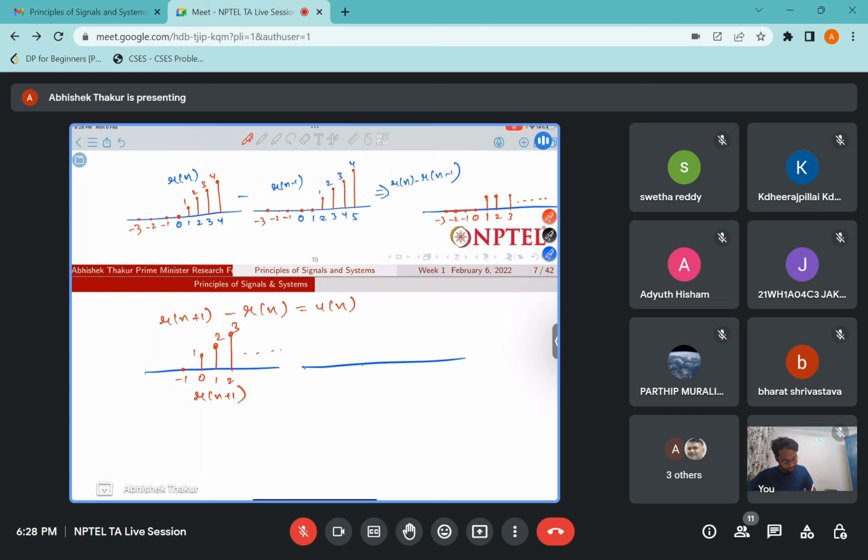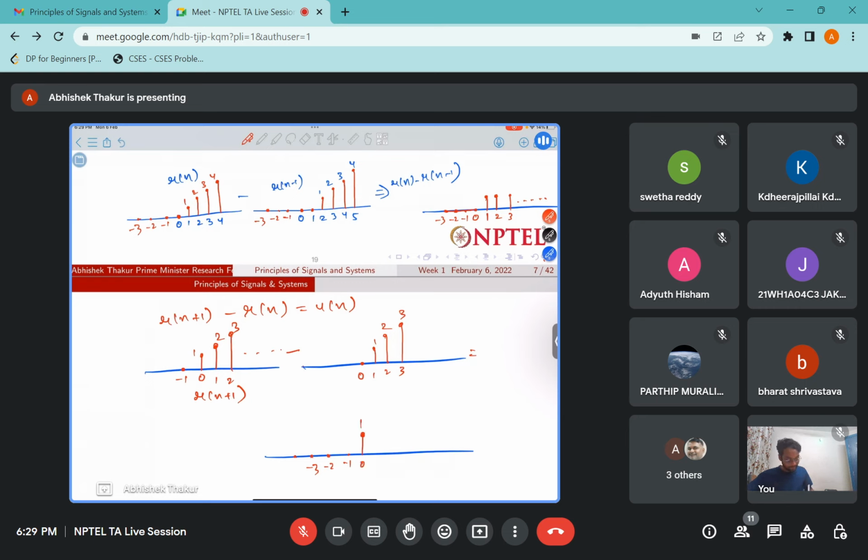That will be at 0, it will be 0, at 1, it will be 1. At 2 it will be 2, at 3 it will be 3. Now when you do the subtraction of these two, you will get, you will draw it down, up to minus 1 it is 0. Now at 0, that is 1 minus 0, that will be 1.